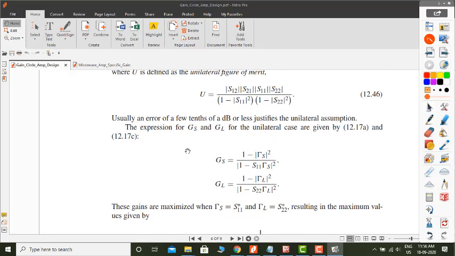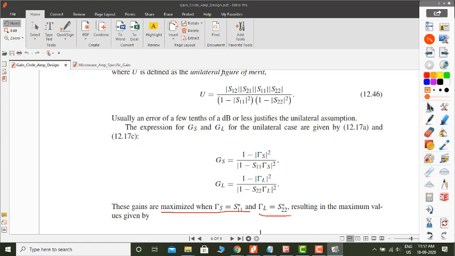Now the expressions for GS and GL for the unilateral case. GS is the gain obtained from the source side, which equals 1 minus modulus gamma S square divided by modulus of 1 minus S11 gamma S whole square. Similarly, GL equals 1 minus modulus gamma L square divided by modulus of 1 minus S22 gamma L whole square. The gains are maximized when gamma S equals S11 star and gamma L equals S22 star.